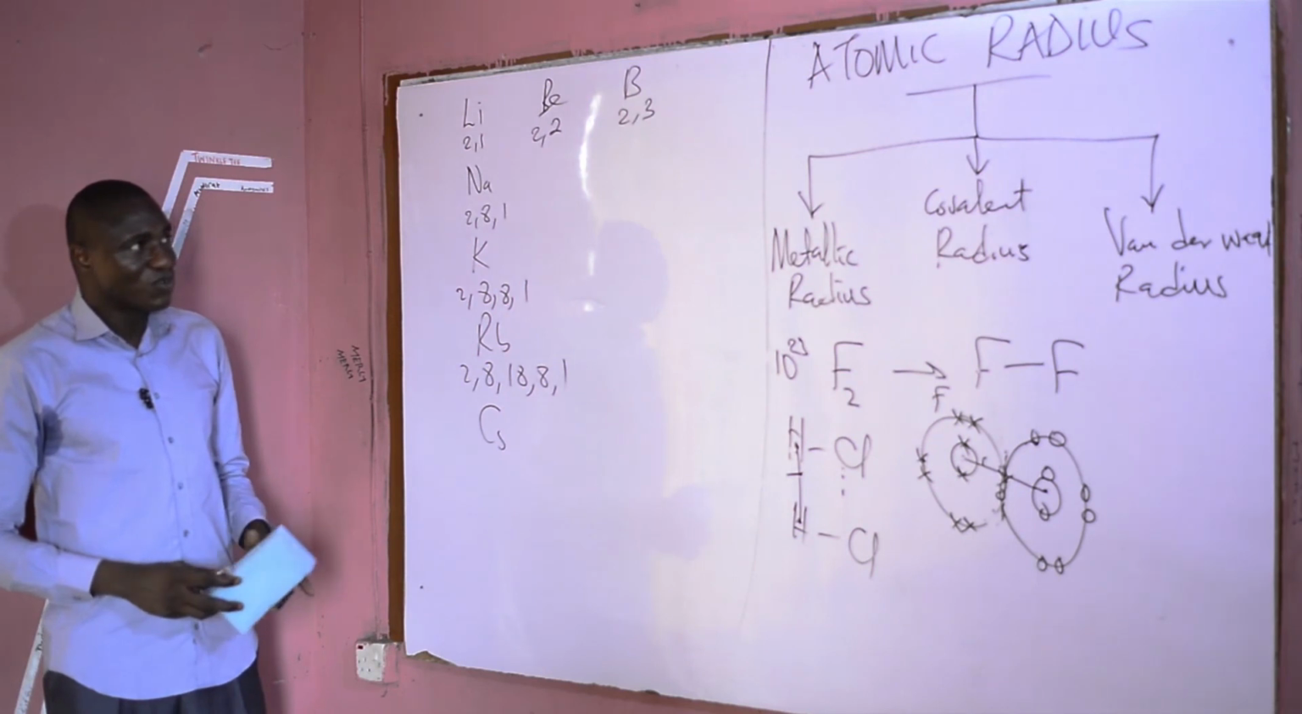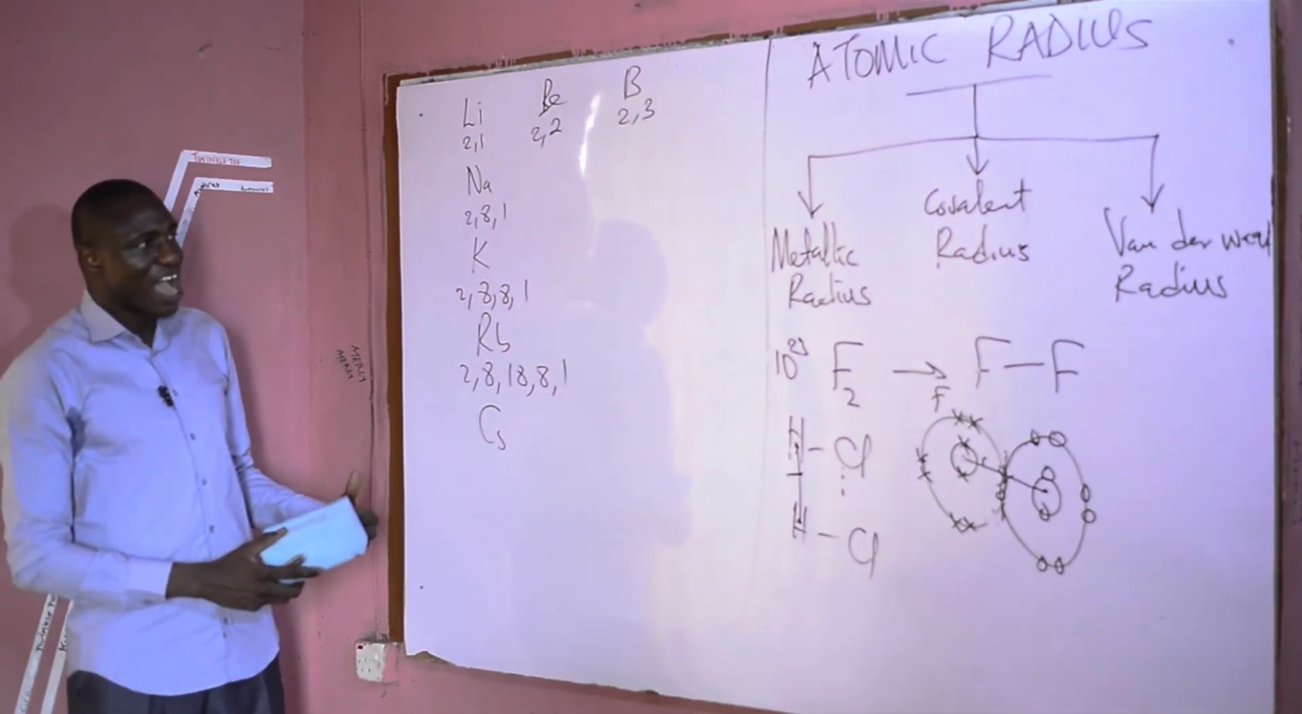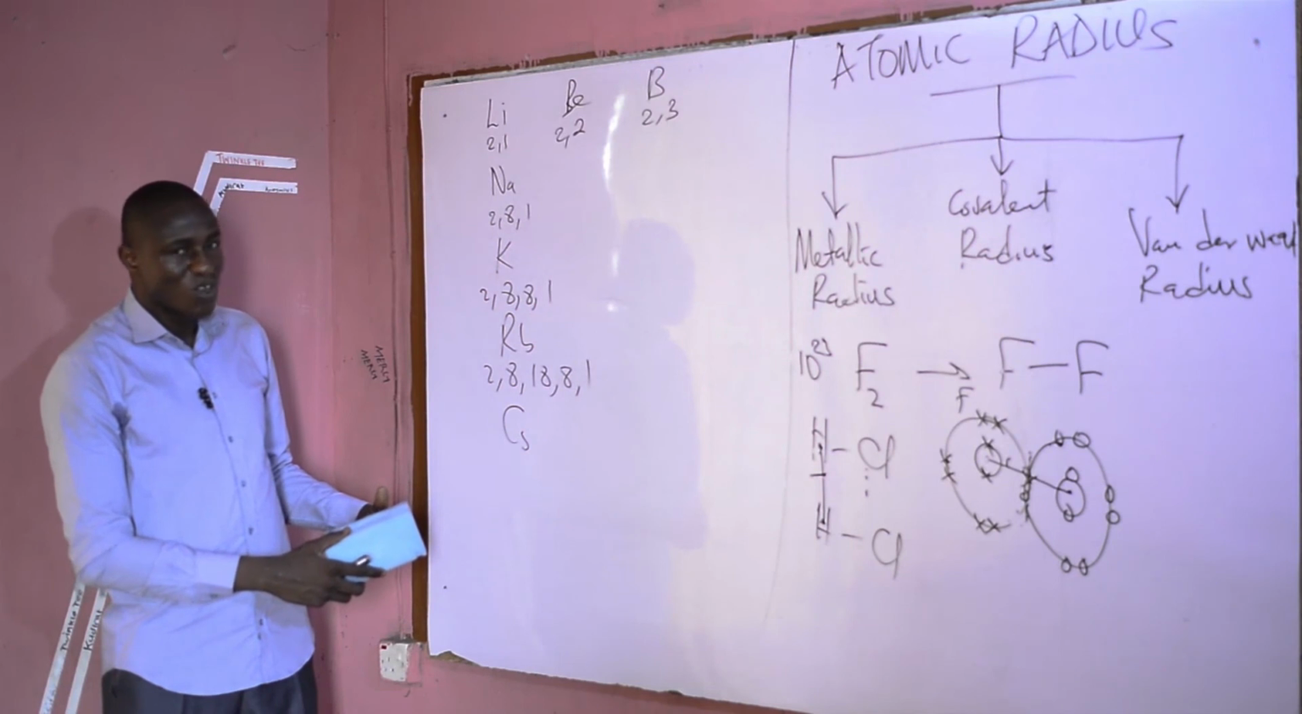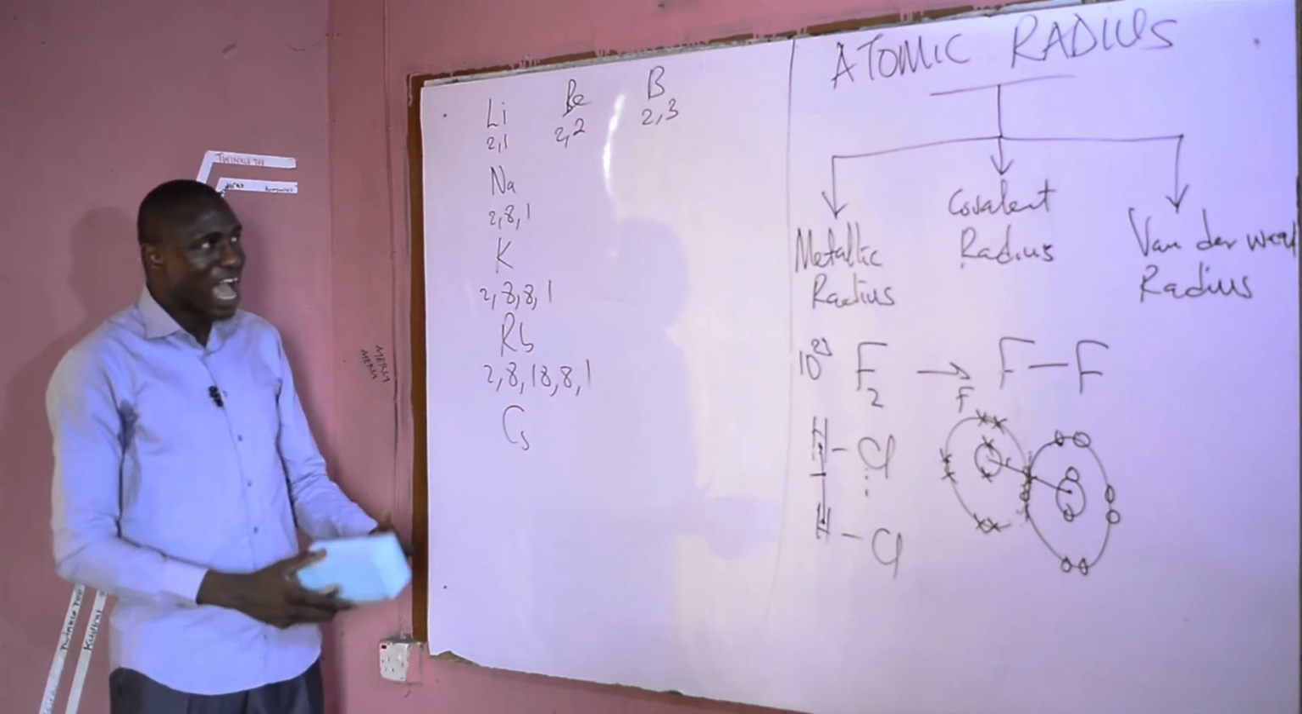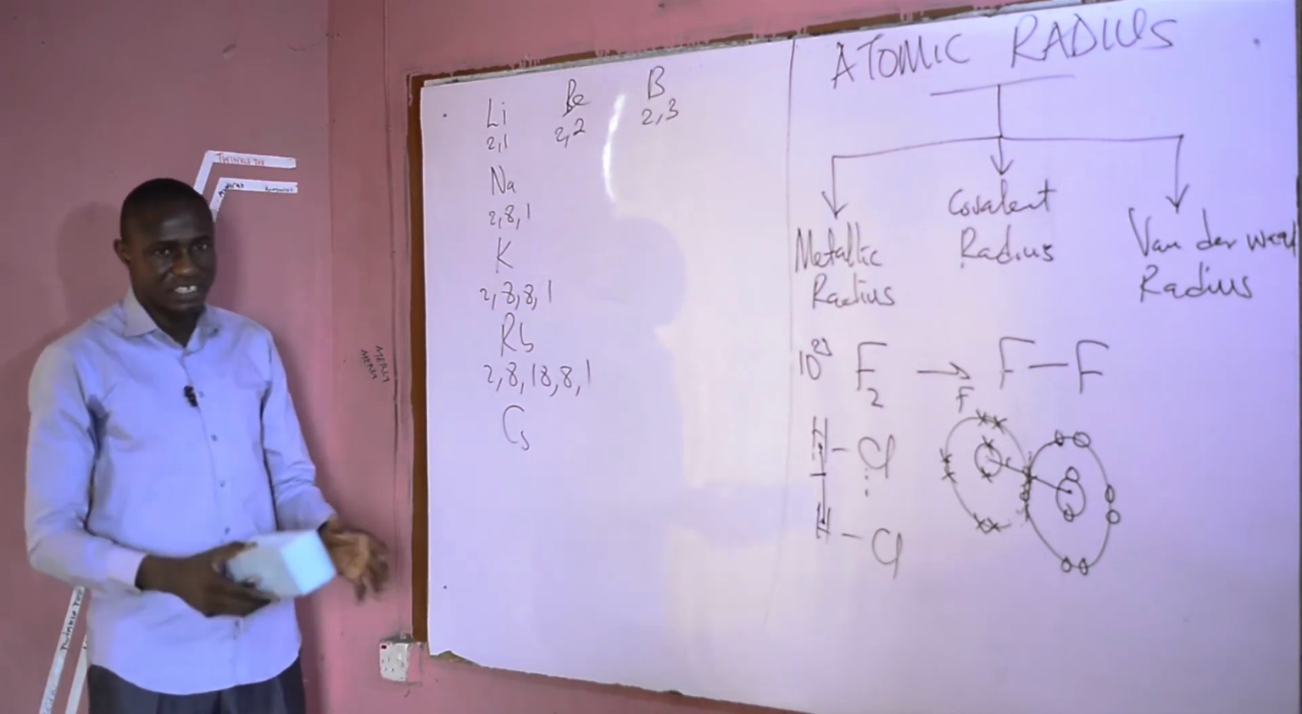In our next episode, we are going to look at ionic radius, and we may also consider what happens to an atom after it has gained or lost electrons.